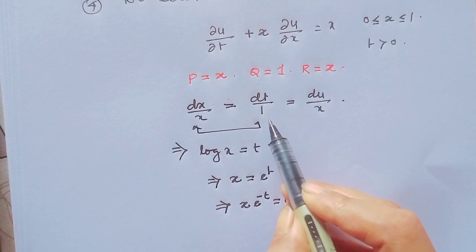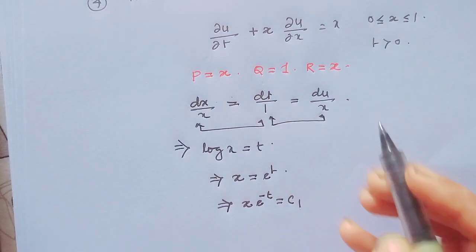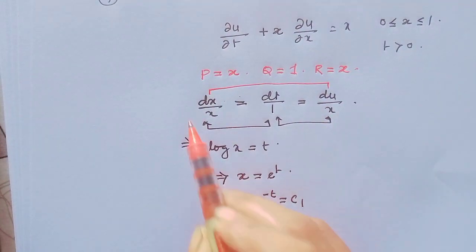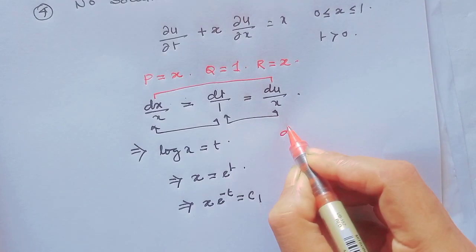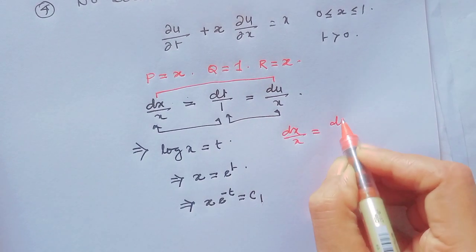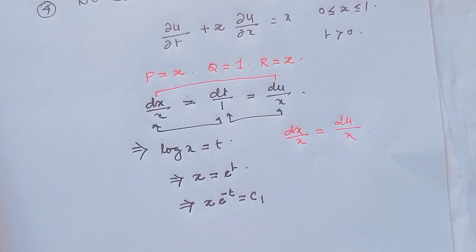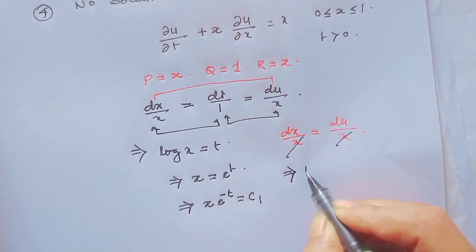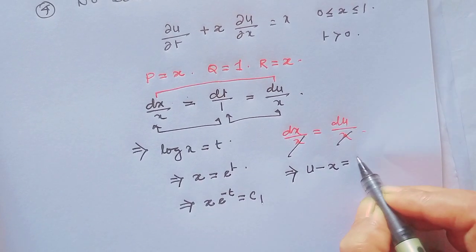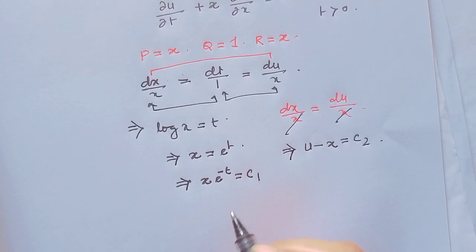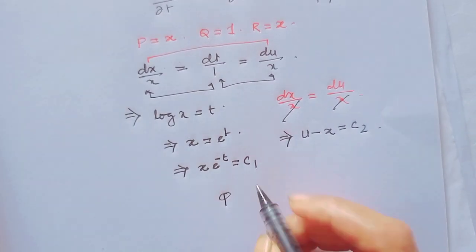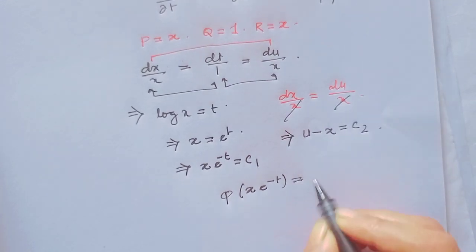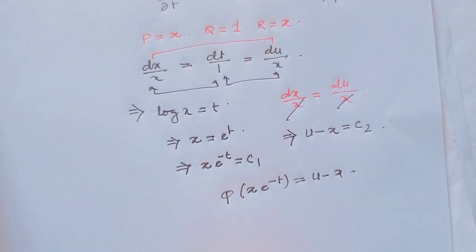Second equation: if you compare these two equations, then x would be cancelled, dx over x equal to du over x. Notice here x would be cancelled, then that implies u minus x equal to c2. So it implies phi of x e to the power minus t equal to u minus x.